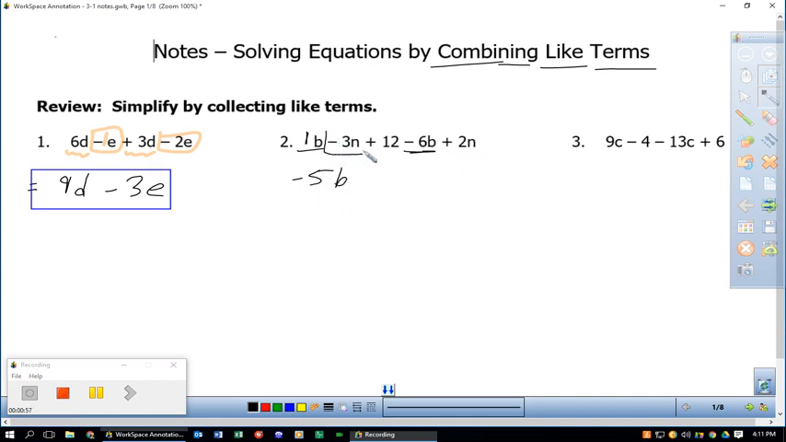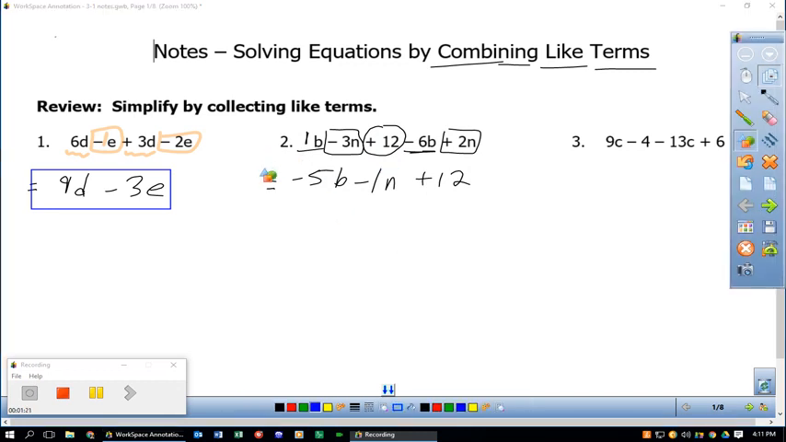Next we have negative 3n plus 2n. So negative 3 plus 2, that is negative 1, so minus 1n, or just minus n. And then we've got plus 12. I'm going to see if I can use a circle for that. Plus 12. Just bring that down. Now, I believe I've covered everything there. I have the b, the n, the 12, the b, and the n. Okay, everything is taken care of, so this is our final answer.